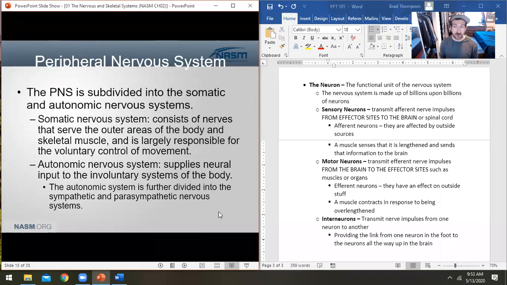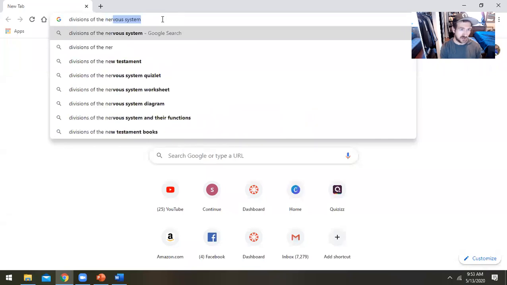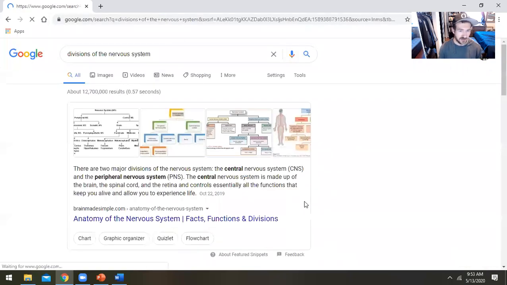Now, your peripheral nervous system is going to divide into a couple different sections here. So actually, I'm going to pull up a chart of this. Divisions of the nervous system.